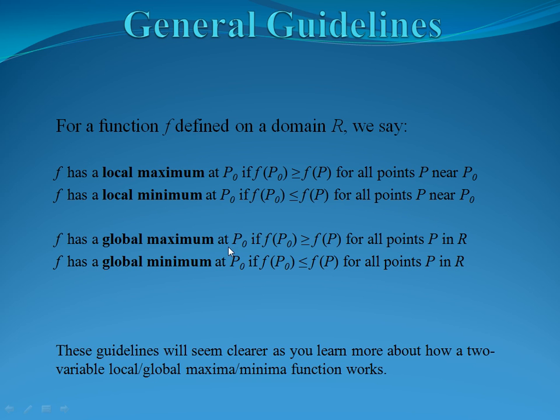We have a global maximum if at the point p0 we have y values greater than other y values for all points defined in our function. And we have a global minimum at p0 if the y values are less than all other y values for all given values. These guidelines will seem clearer as we learn more about how two variable local and global maxes and mins functions work.